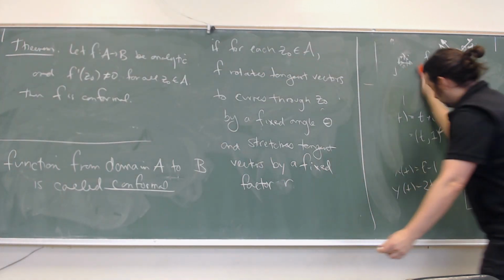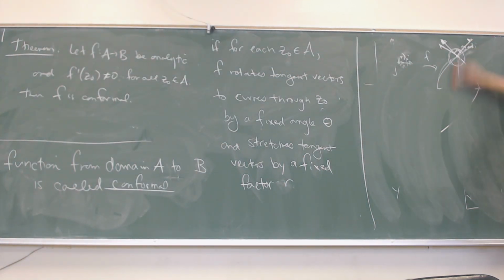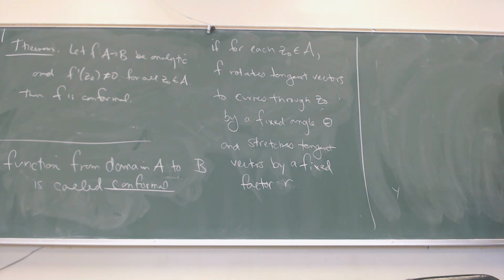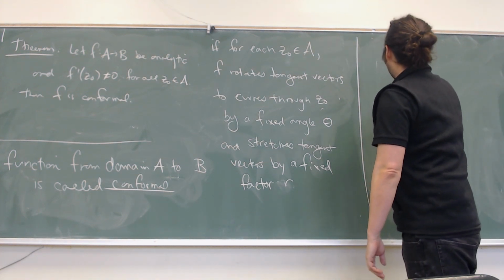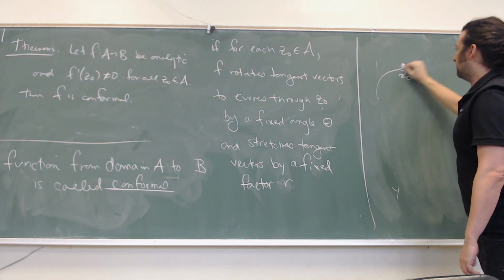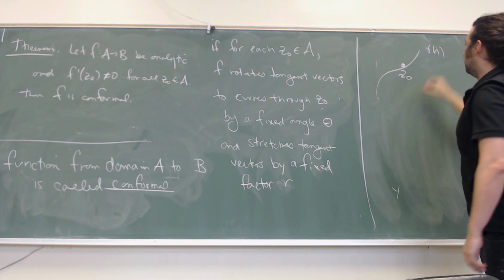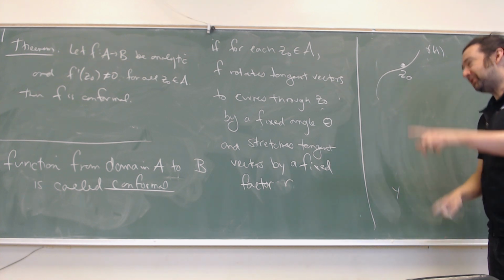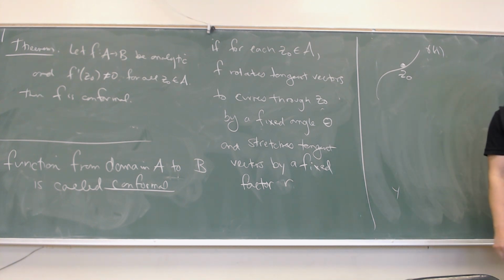Okay, so why do analytic functions have that property? It's insulting to call this a proof. So let's just assume that we have a point z naught, and we have some curve gamma of t going through it. Good picture. Yep. There you go. And well, I'm actually not going to do a proof by picture. I'm going to do a proof by calculus 1.